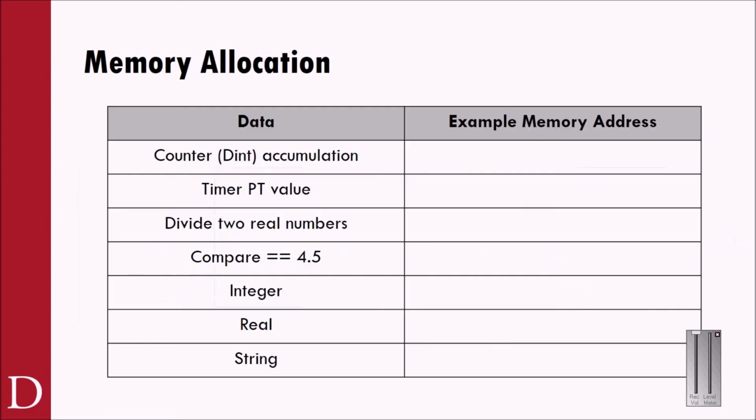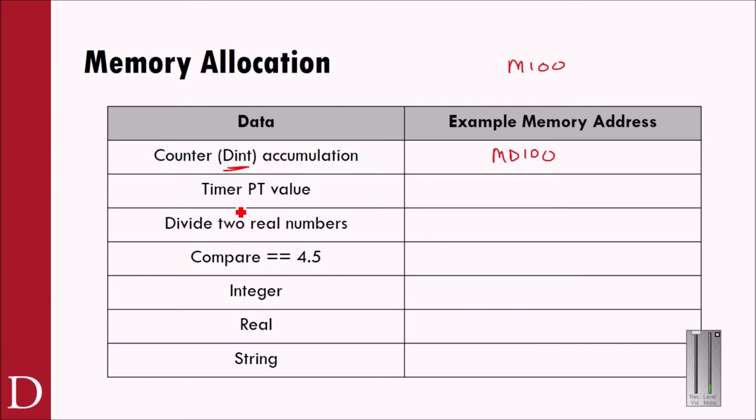All right, then let's talk about memory allocation. So this is a good one here. A counter, a double integer accumulation value. What I would probably want to do for that, let's say we're starting at M100. Start at memory address 100. Because a counter value is going to, in this case, be a double integer, I'm going to start at MD100.